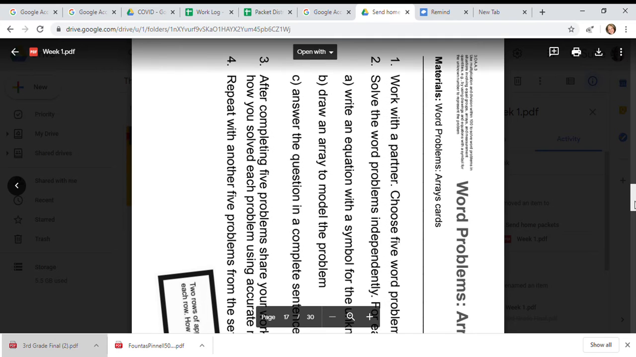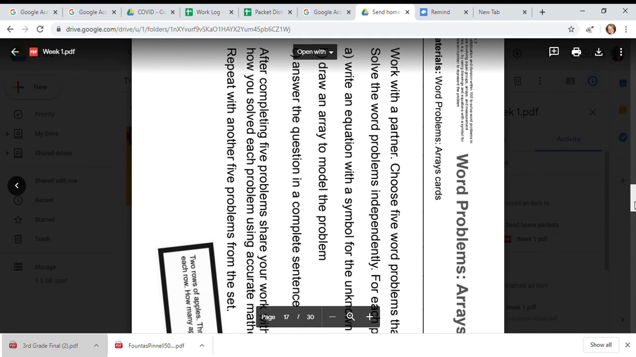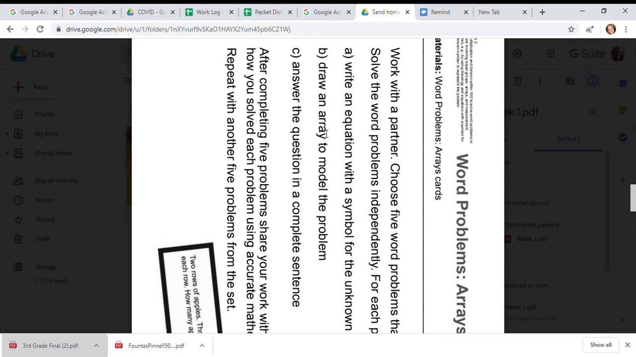And after that, you're going to write an equation with a symbol for the unknown. That's exactly like I was talking about before with where we used to use a letter for the unknown. And then an equation simply means something times something equals something. This part here says to draw an array to model the problem, and that is another thing we've been practicing in class. If you forget what an array is, it's an organization of rows and columns. So 2 times 3 would be 2 rows of 3, or 2 groups of 3. And then answer the question in a complete sentence.